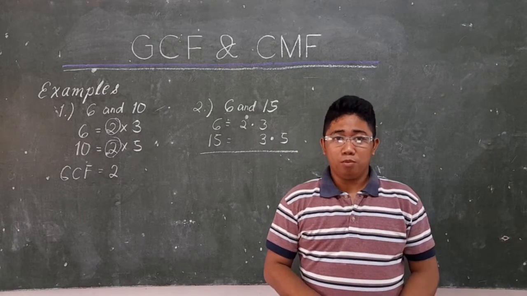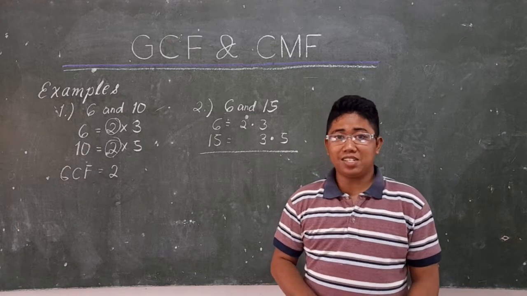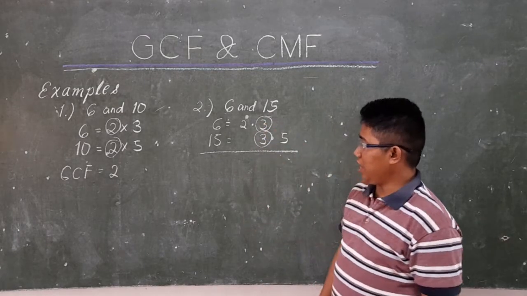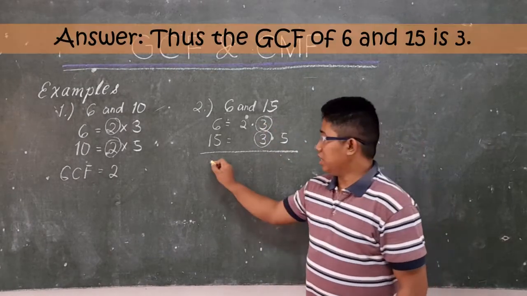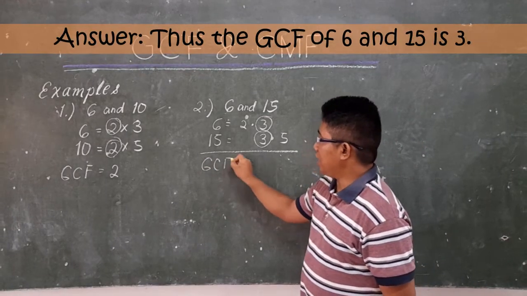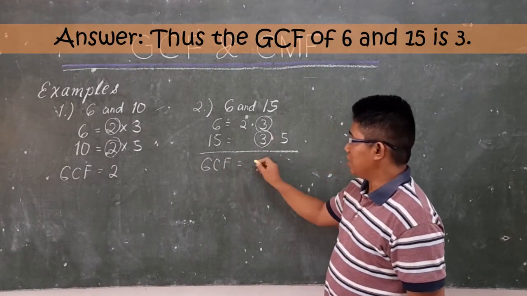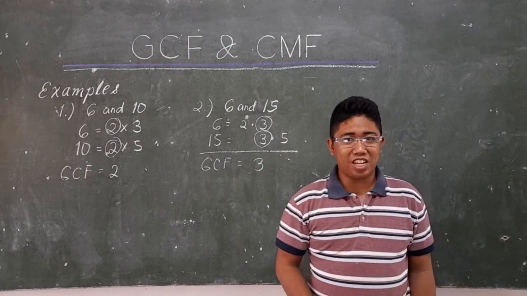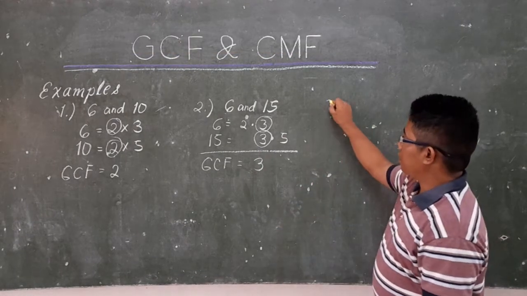Alright, so we have the common there, which is 3. So circle, only one is 3. Okay? So thus, the GCF of the two numbers, 6 and 15, is 3, that is the circle one. How about for letter C, or the third example?